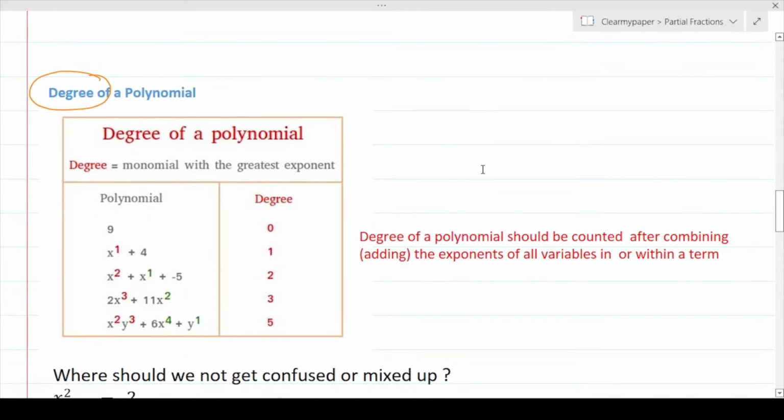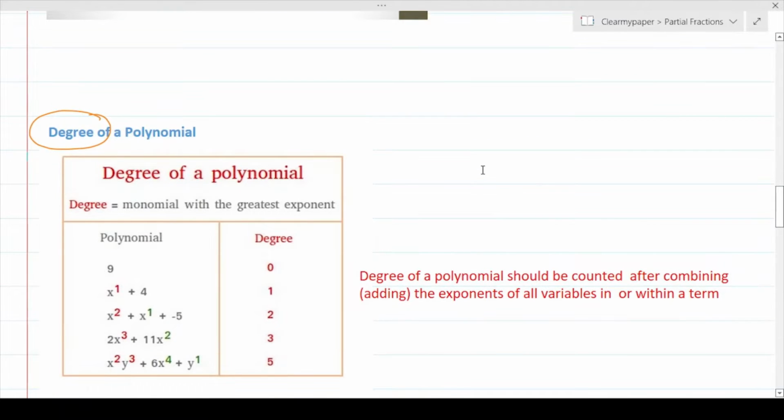The degree of a polynomial is nothing but the greatest exponent of the unknown variable, whether it is x or y, whatever the variable is, whatever the highest power is. That highest power is called the degree of the polynomial. And why have they written monomial with greatest exponent? Because you have to take each thing as a term.